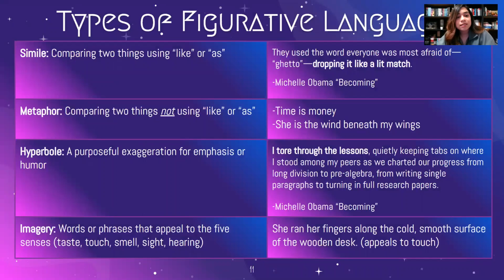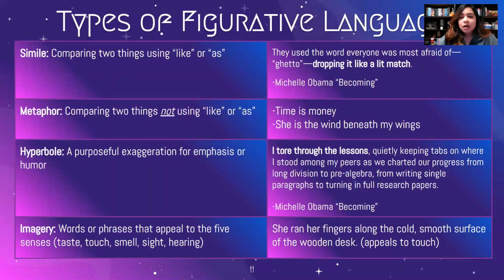So the first one that we have is a simile. And a simile is comparing two things using like or as. And you guys already know this one. It's the easiest one. And on the side, on the right panel, there's an example. This example is from the excerpt that you guys read from Michelle Obama's Becoming. They use the word everyone was most afraid of, ghetto, dropping it like a lit match, right? So I put in bold the part that's using the simile, right? Dropping it like a lit match. So they would drop the word ghetto like a lit match, like something that set the world on fire.